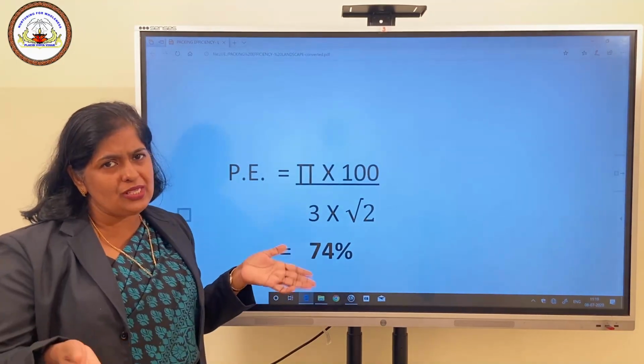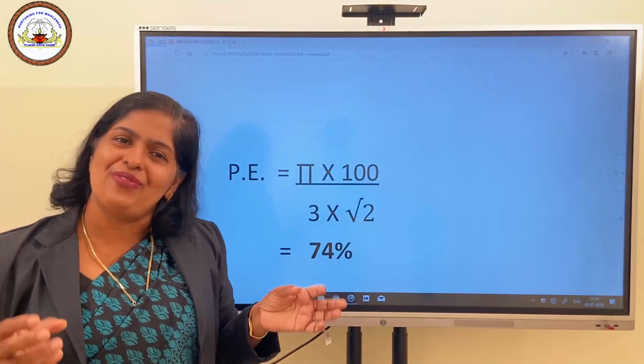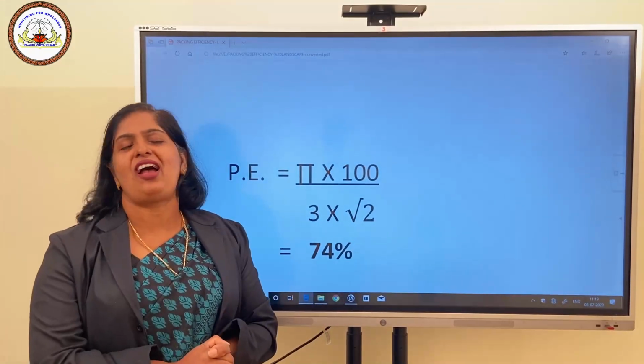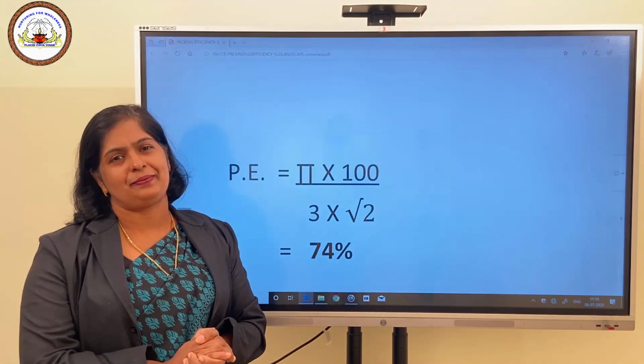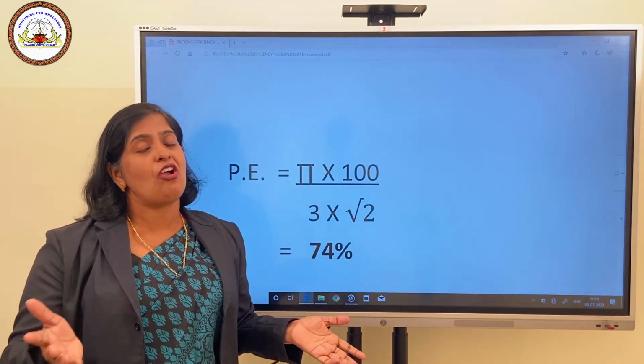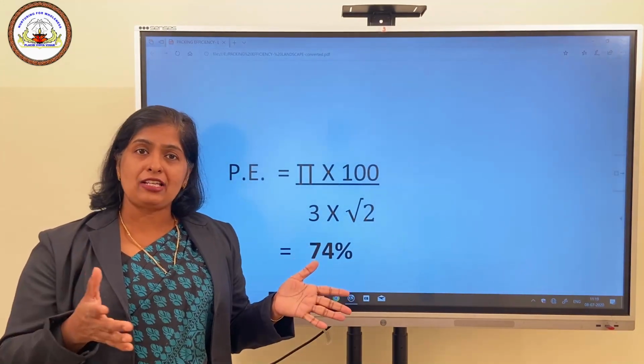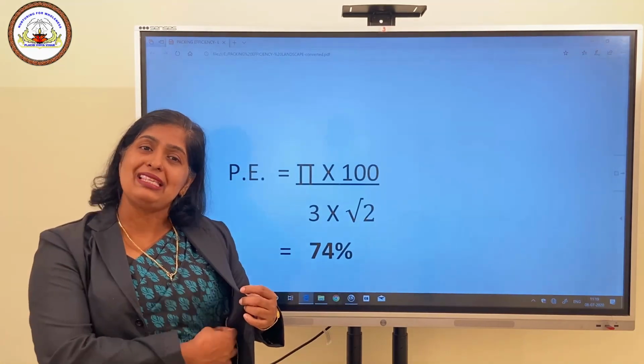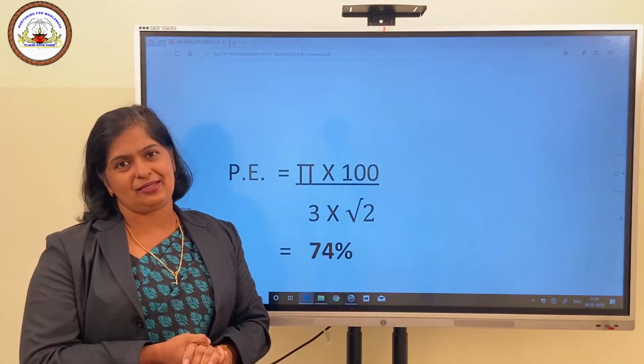Root 2, its value is 1.414, and we reached 74%. So the packing efficiency of hexagonal close packed or cubic close packed structure is 74%.